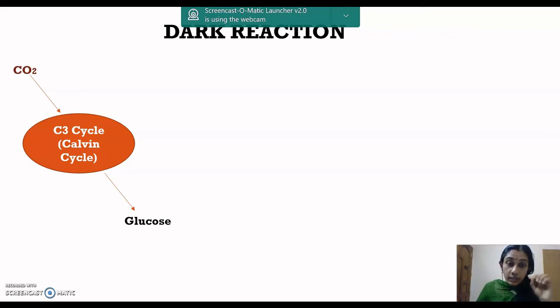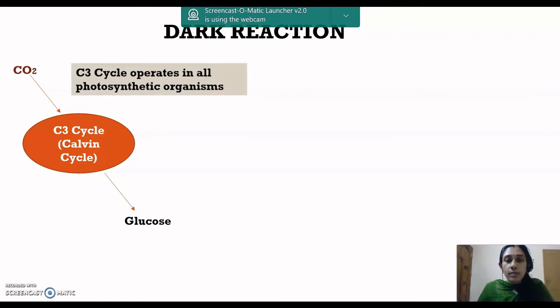That is why we can surely say C3 cycle operates in all photosynthetic organisms, because there is no other alternative for C3 cycle. So without this cycle, the synthetic phase of dark reaction will not take place. So for the glucose synthesis, this pathway is essential. So through this pathway only carbon dioxide is converting to glucose. That is why C3 cycle is known as the universal cycle or fundamental cycle. So it operates in all photosynthetic organisms.